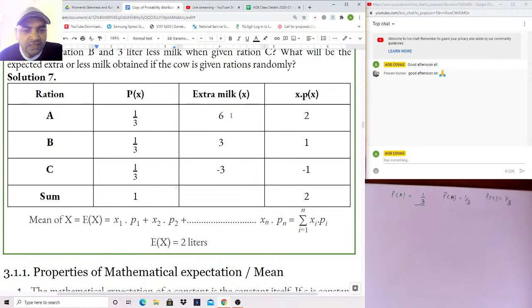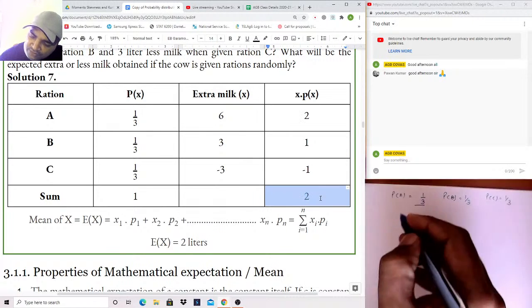Okay. Now the extra milk we are getting is plus 6, plus 3 and minus 3. Now we will be multiplying, as per the formula, the probability associated with each random variable. So 6 into 1 by 3 is 2, 3 into 1 by 3 is 1, and minus 3 into 1 by 3 is minus 1. And then sum them up. So it will come out to be 2 liters.